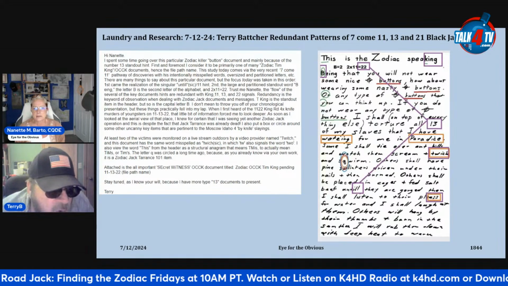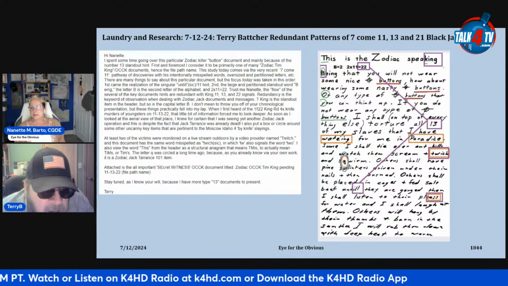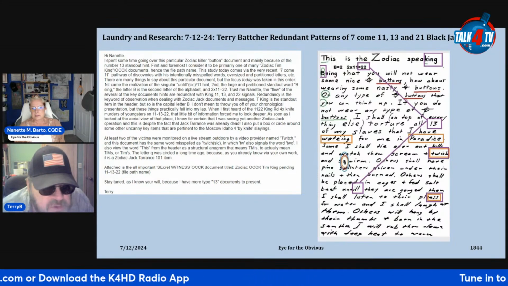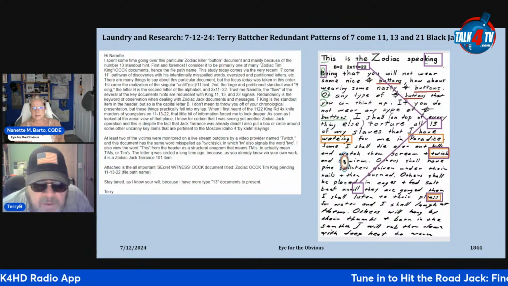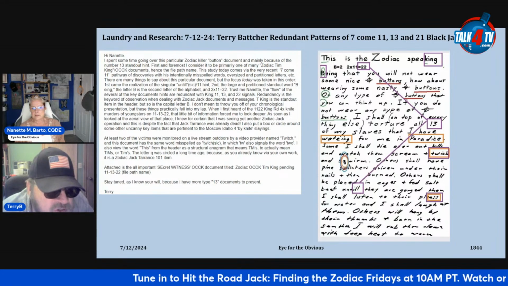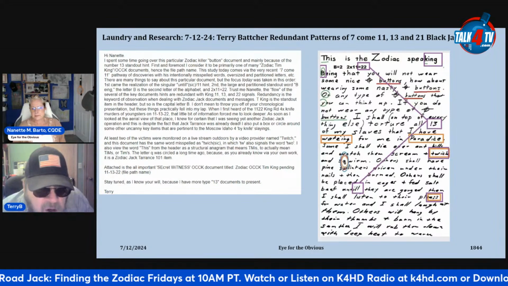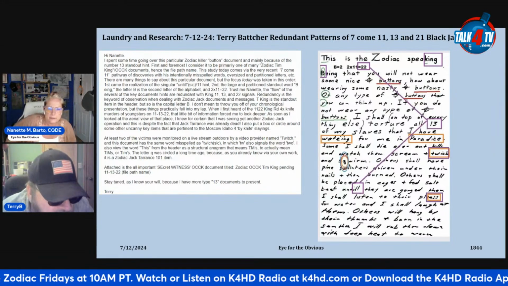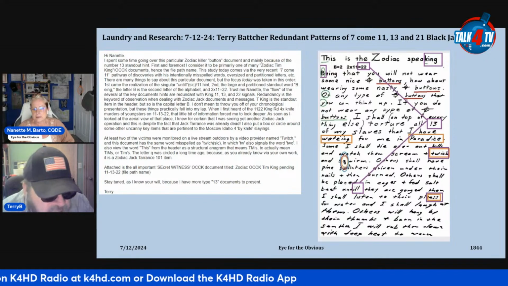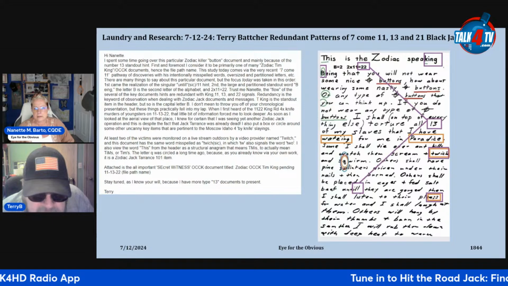T King is a standout item in the header, but so is the capital letter B. I don't mean to throw you off your chronological presentation, but these things practically fell into my lap. When I first heard of the 1122 King 4X knife murders of youngsters on 11/13/22, that little bit of information forced me to look deeper. As soon as I looked at the aerial view of that place, I knew for certain that I was seeing yet another Zodiac Jack operation. And this is despite the fact that Jack Torrance was already dead.